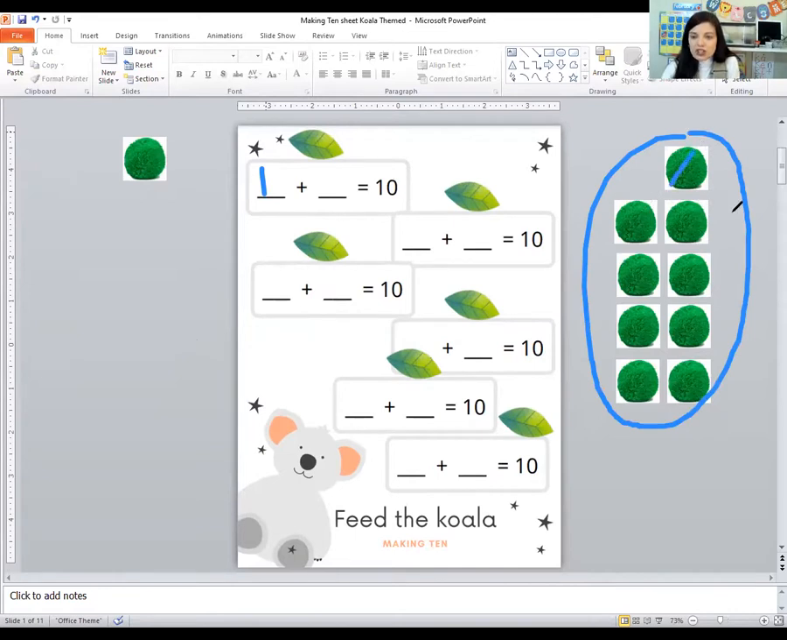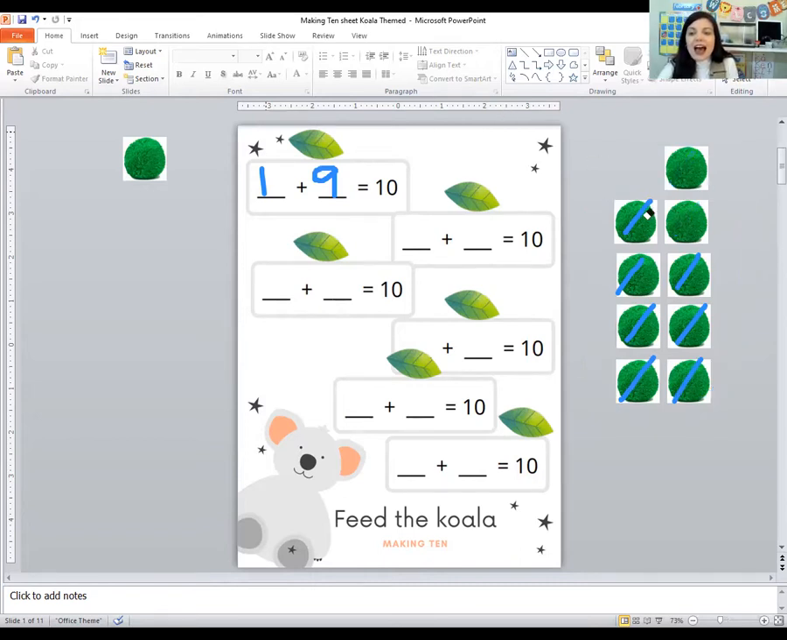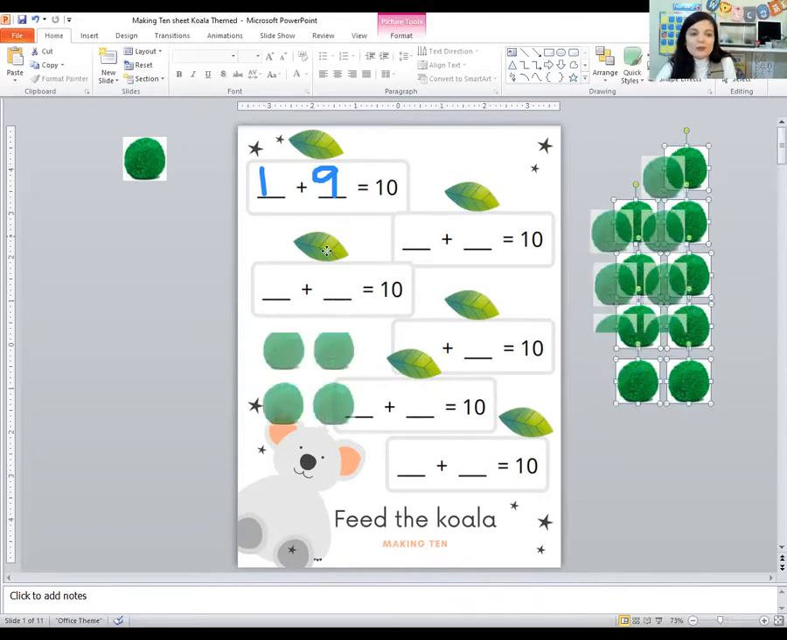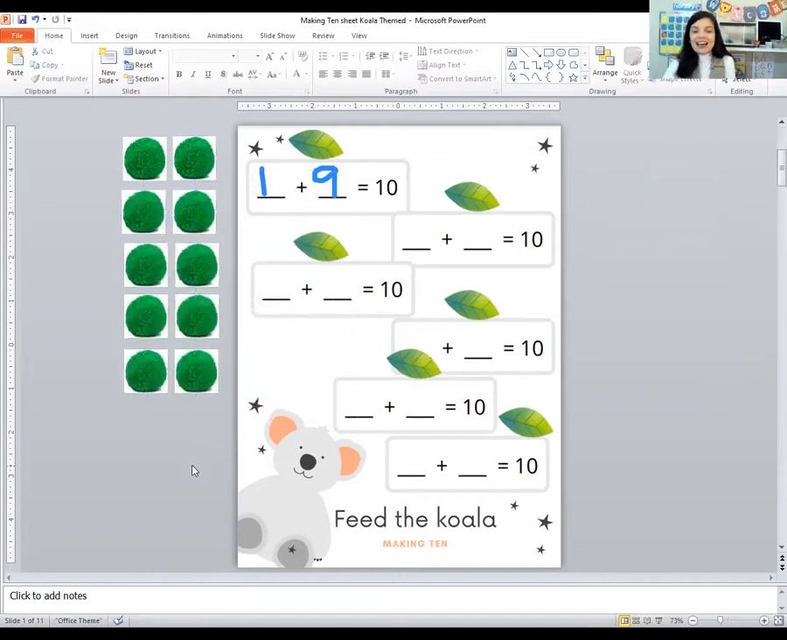Now, I have one pom-pom ball, and then let's count and see how many pom-pom balls are over here. 1, 2, 3, 4, 5, 6, 7, 8, 9. So 1 pom-pom ball plus 9 pom-pom balls equals how many pom-pom balls? How many pom-pom balls did we have in the beginning? 10. I didn't take any away. I just moved them around. Let me show you. I'll move them right back. Ta-da! See? It's just the original 10. So 1 plus 9 equals 10.